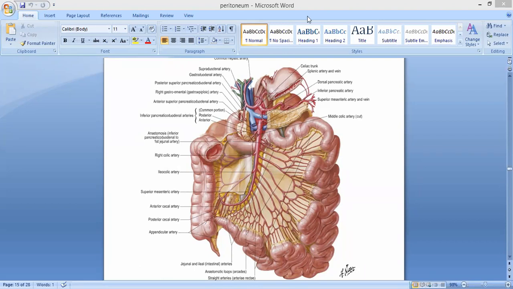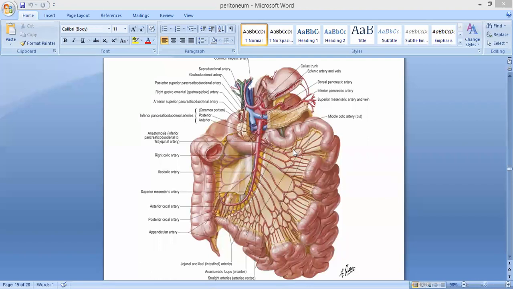You have an idea that the posterior vagal trunk, as I was telling you, is going to supply not only the posterior surface of the stomach, it is also going to supply the whole of the intestines up to the transverse colon.